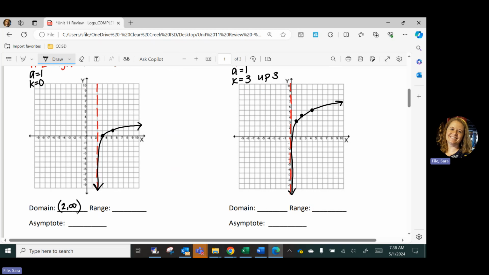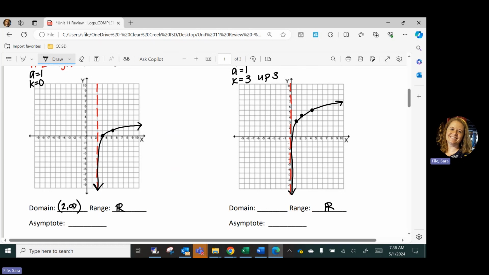Did the range change? Did how low to how high the graph goes? No, the range is going to stay unaffected. For all log functions, the range will be all real numbers. It doesn't matter what transformation takes place. The range is not going to change. You can go ahead and fill that in for this one. It's going to be all real numbers. We don't even have to look at it. We just have to know it's a log.